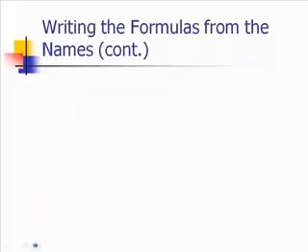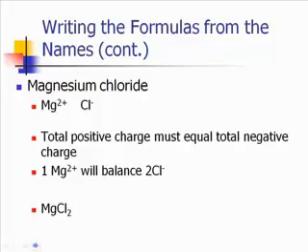Okay, so let's look at an example. Here we have magnesium chloride. So we would look up magnesium is +2. It wants to give up 2 electrons. Chloride is a -1. It only wants to take 1. So in order for that, we need 2 chlorides to balance out 1 magnesium. So the formula for magnesium chloride would be MgCl2.